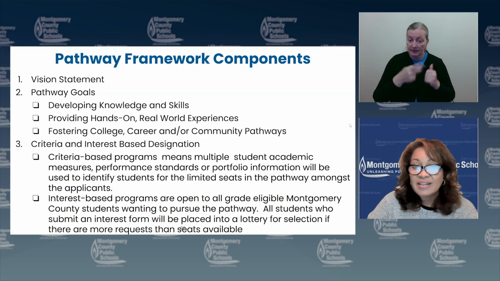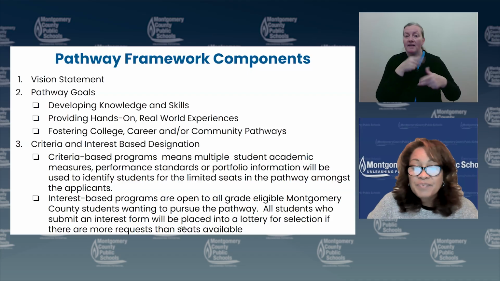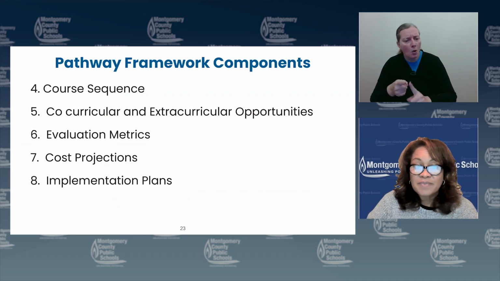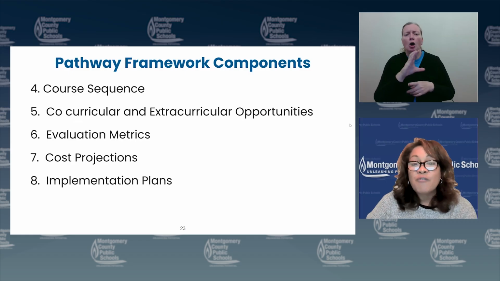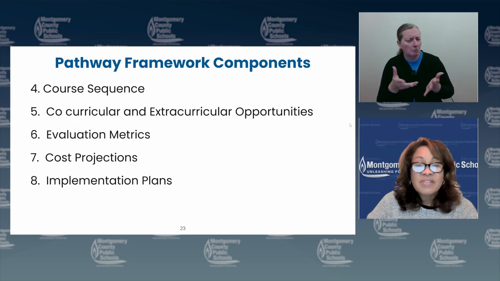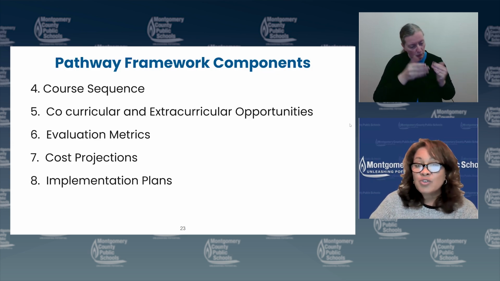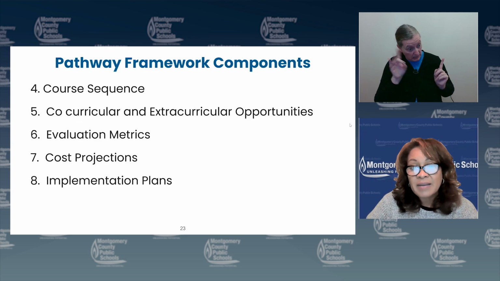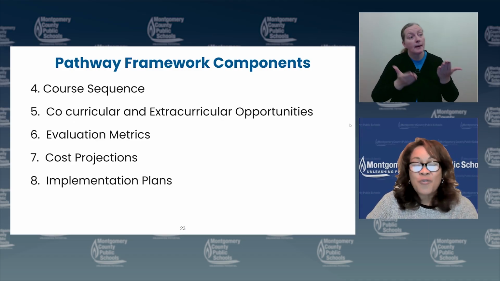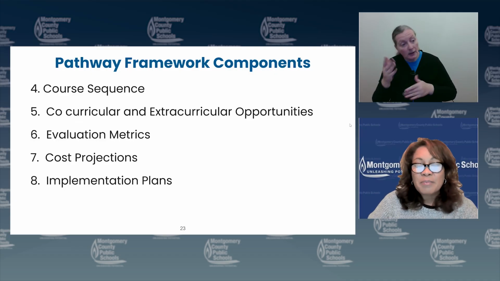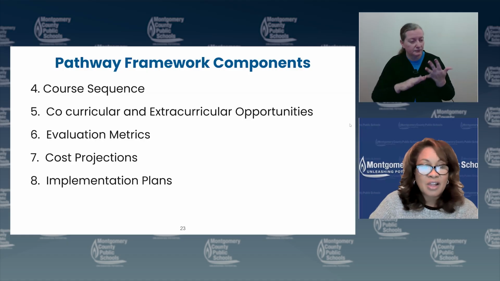You will see the first 3 listed: the vision statement, pathway goals, and then criteria and interest-based admission information. Criteria-based means that a student will have a variety of academic measures that will be reviewed in order to be considered for a program. So it could be academic measures, it could be a portfolio, and it could be an audition. Interest-based means the student just needs to be eligible for the pathway by grade level, be a Montgomery County student, and if there are more requests than seats available, we'll run a lottery.